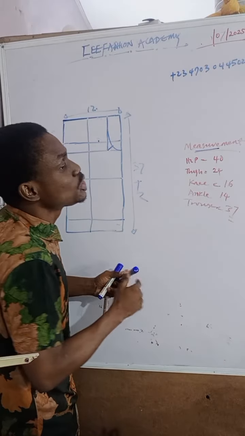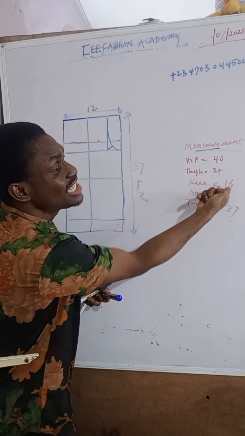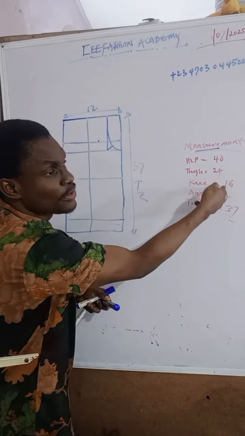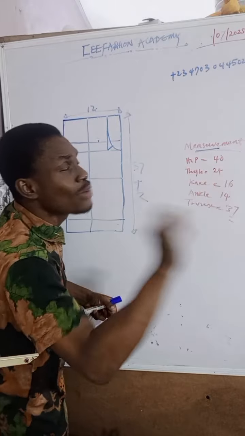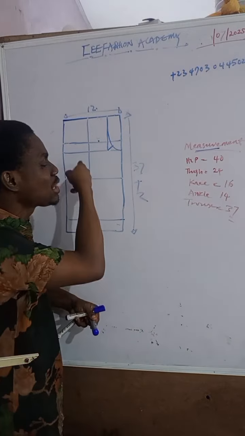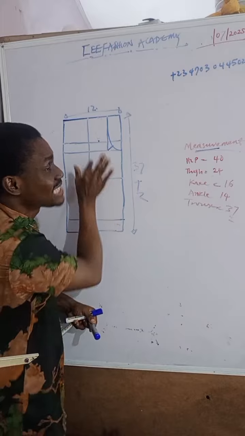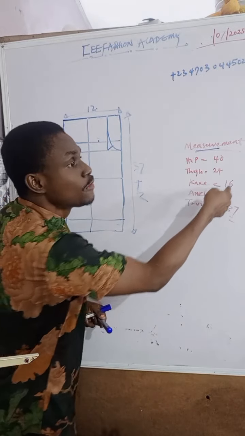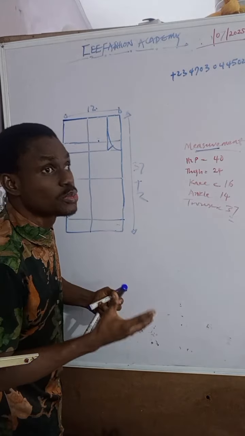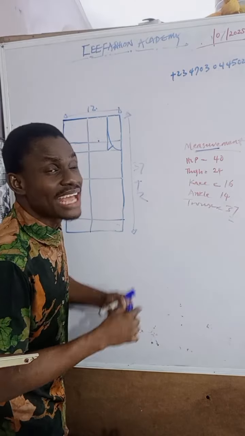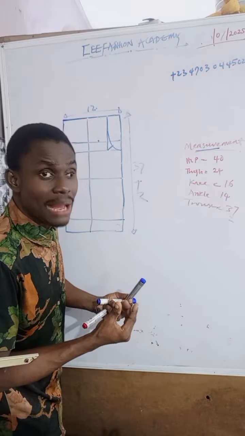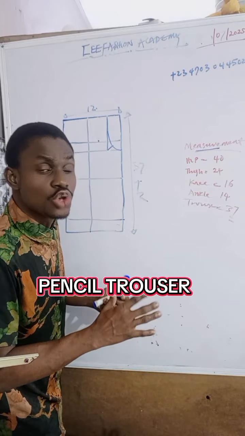Now the next thing we are going to be doing is the knee. Do you see it? This is the circumference of the knee. Divide it by 4. The reason I say we divide it by 4 is that we are using this equal method, whereby you have this center line, which is called the traveler's crease. So 16 divided by 4, what are we going to get? That is going to be 4 inches.